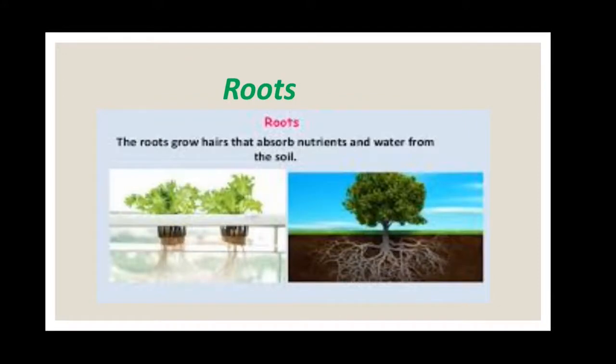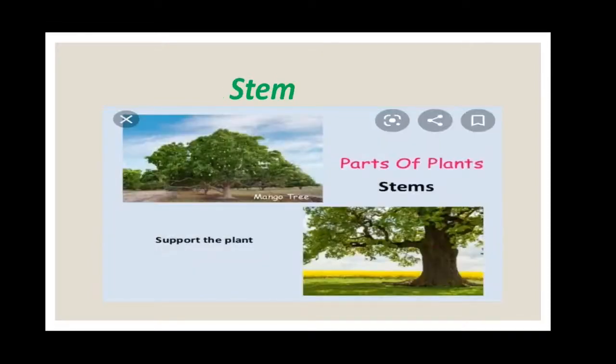First is roots. The roots grow underground and absorb the nutrition and water from the soil. So roots are fixed in the soil. They take up food and water from the soil for the plants. Next is stems. Stems support the plants. They deliver the food from leaves to the other parts of plants.